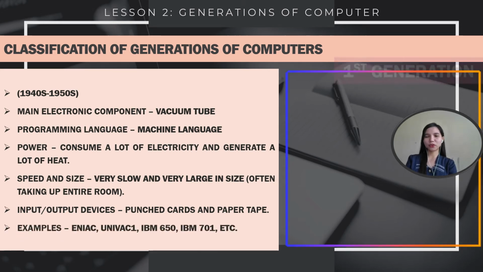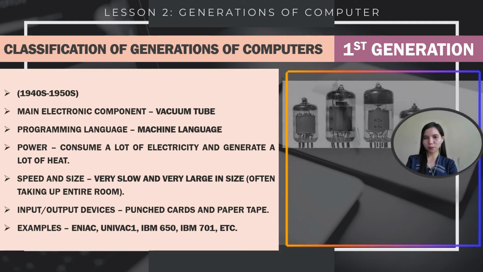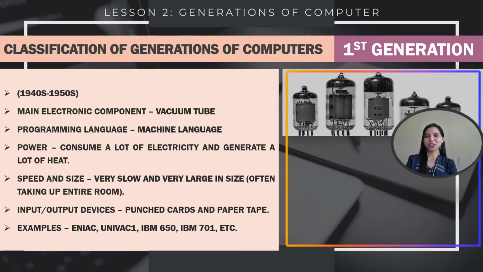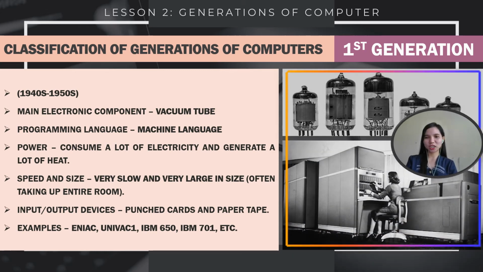So examples for this are ENIAC, UNIVAC, IBM 650, IBM 701, etc. This composes the first generation. So this came first, guys. This is the computer in the first generation, between the 1940s and 1950s.